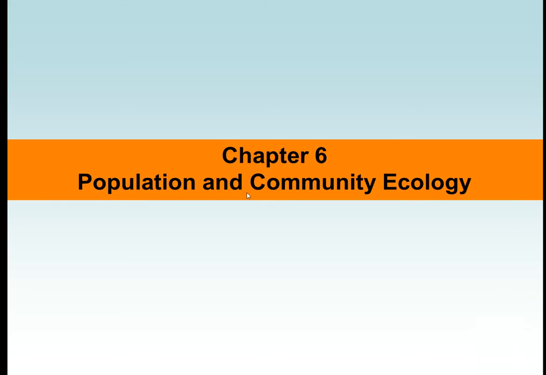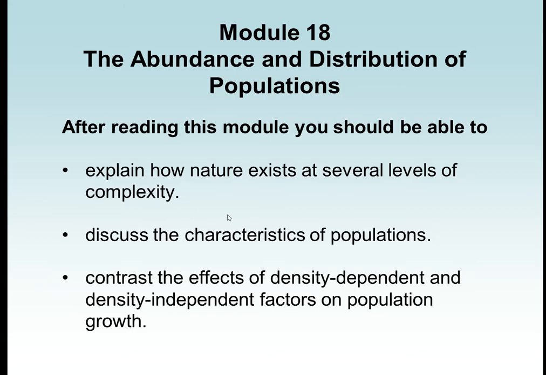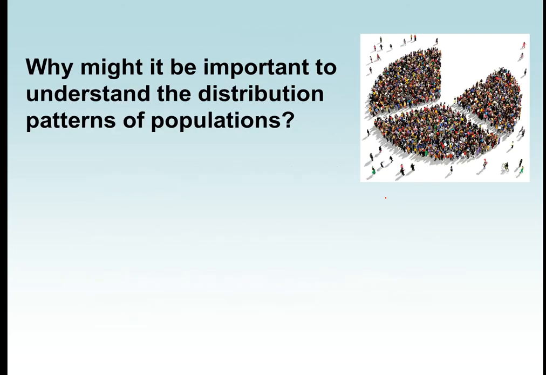So let's go ahead and switch over and take a look at Module 18, the abundance and distribution of populations. Now, for this module, we've got three learning objectives. Explain how nature exists at several levels of complexity. Let's take a look at that. Discussing the characteristics of populations and contrasting the effects of density-dependent and density-independent factors on population. And we'll see that density is population density.